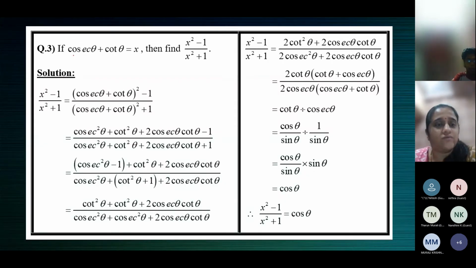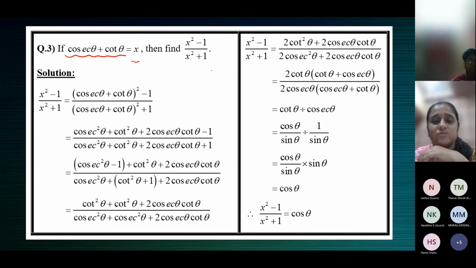So here we are given if cosecant theta plus cot theta is equal to x, then find x square minus 1 by x square plus 1. Instead of the question being "then show that x square minus 1 by x square plus 1 is equal to cos theta", we get x square minus 1 by x square plus 1 is equal to cos theta.